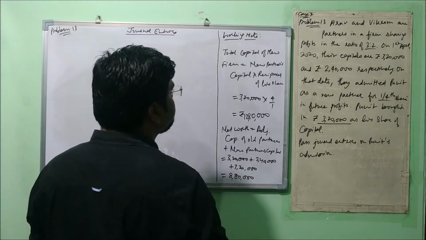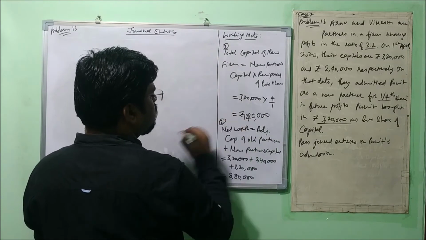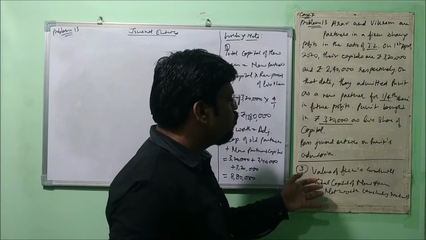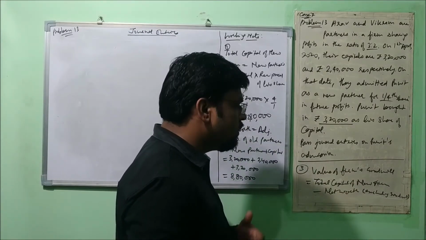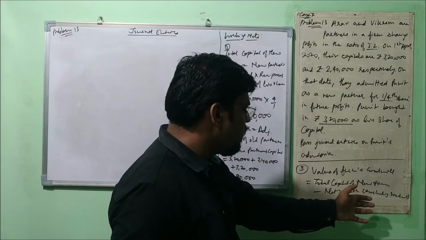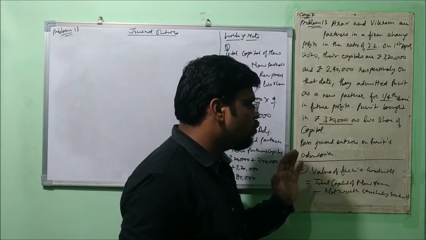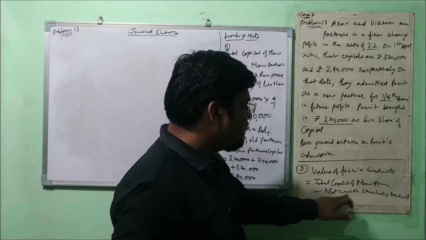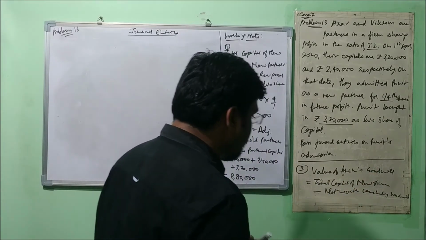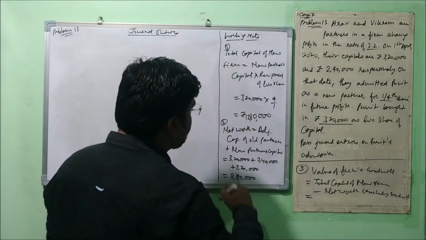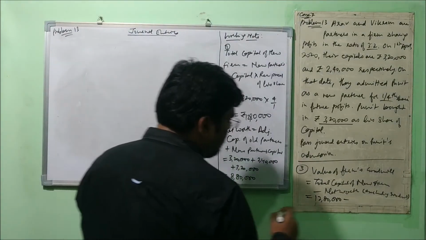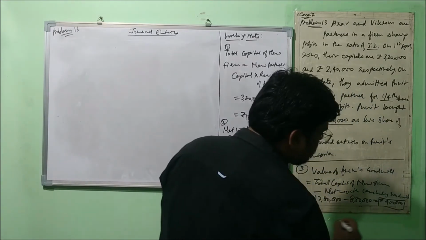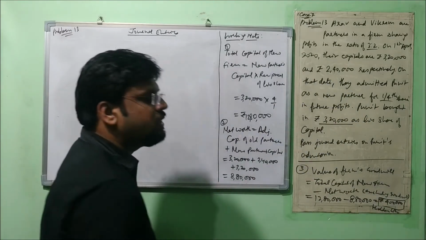Now, what was step 3? It was step 1, then step 2, and now step 3. Step 3 includes the calculation of the value of the firm's goodwill. And what will be the formula for that? Total capital of new firm minus net worth excluding goodwill. Instead of that, you can also write net worth including goodwill minus net worth excluding goodwill. Both are the same. Alright, let's put the values here. This total capital is 12,80,000 and this is 8,80,000. How much does it come out to? 4 lakh. So what is this 4 lakh? Hidden goodwill.